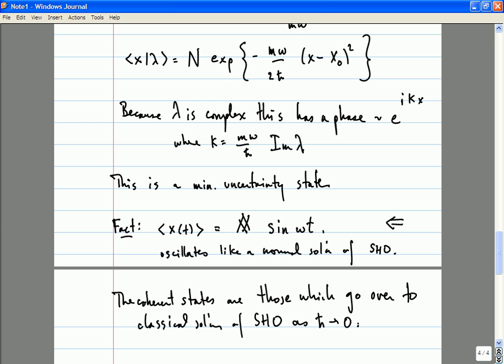They're minimum uncertainty states, which I remind you is the condition for a quantum state to be as close to classical as possible, given the fact that you're in a quantum world. And moreover, they have the property that the expectation values of the observables match exactly what we would expect from our classical solutions of the simple harmonic oscillator. Let me just pause here and ask, is everything clear so far?